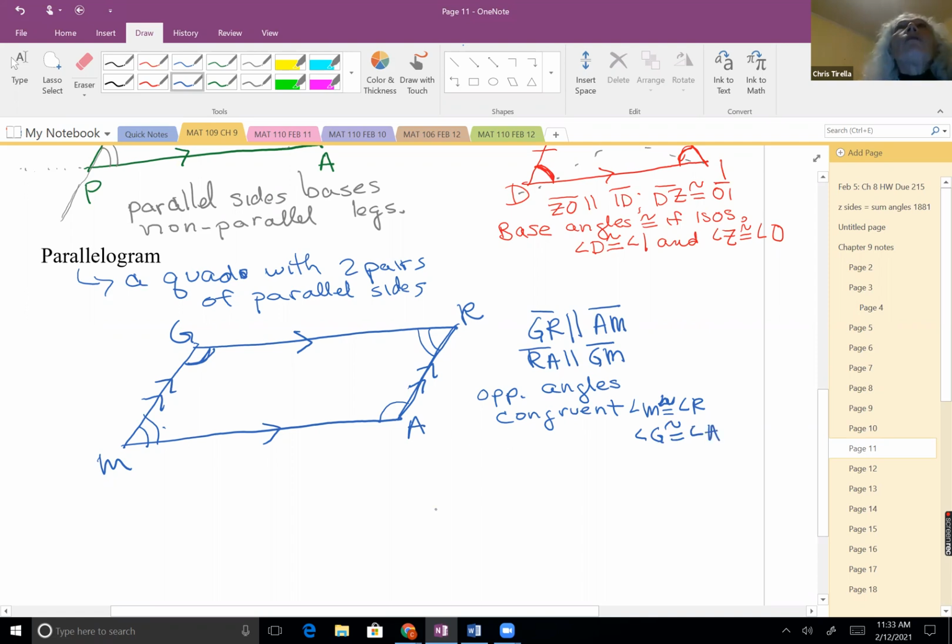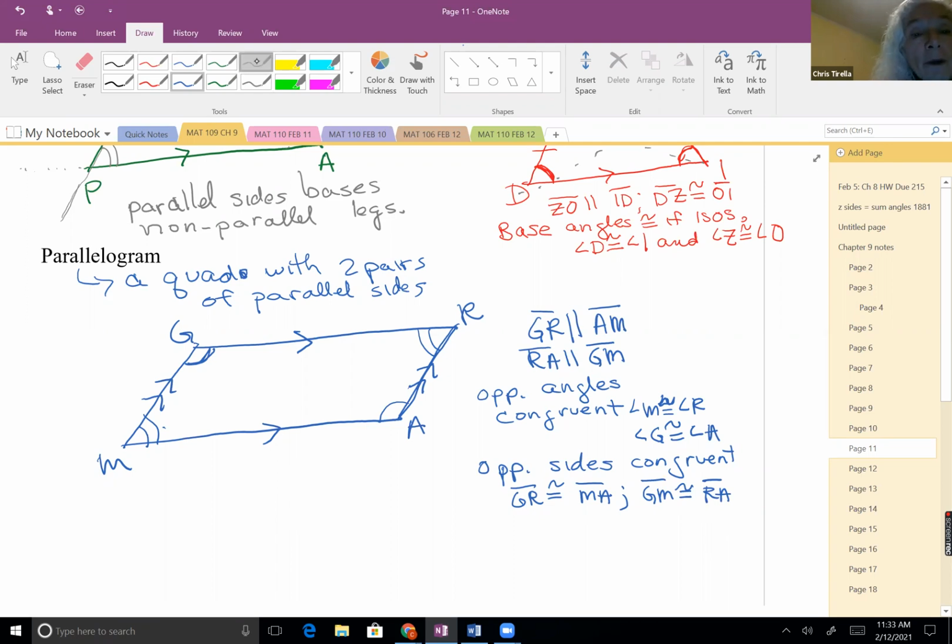And we'll find out later on in chapter 11, when we start looking at verifying and proving things, that opposite sides are congruent. So that segment GR is congruent to segment MA, and also segment GM is congruent to segment RA. They'll have the same length.